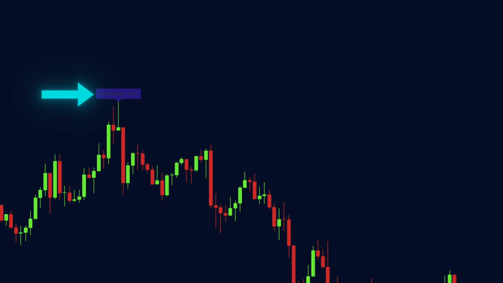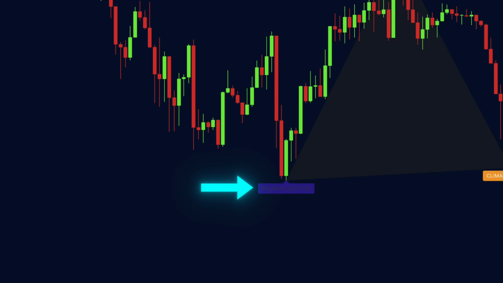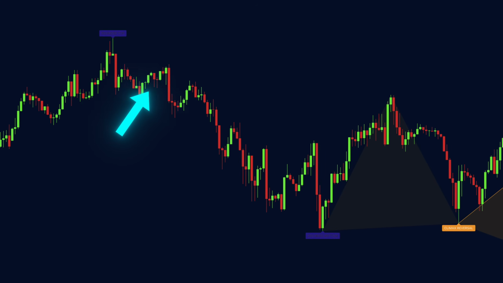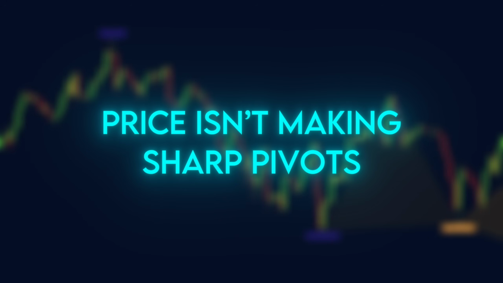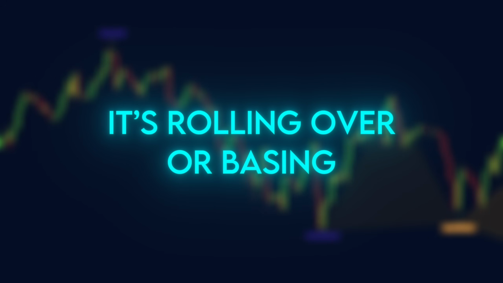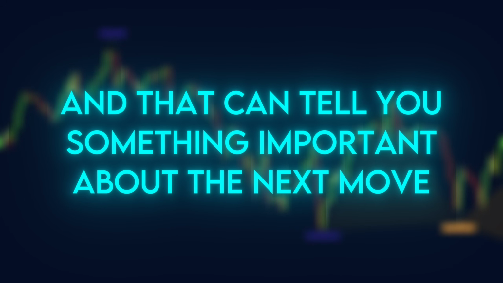Then you have rounded top/bottom labels, navy or maroon, which show up when price compresses and momentum decays smoothly across 4 consecutive waves. These tell you price isn't making sharp pivots, it's rolling over or basing, and that can tell you something important about the next move.